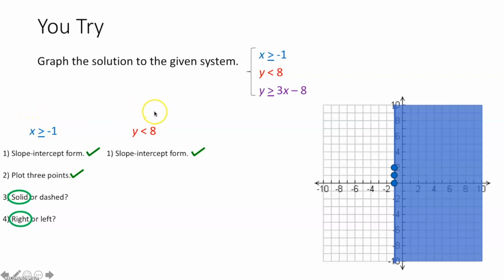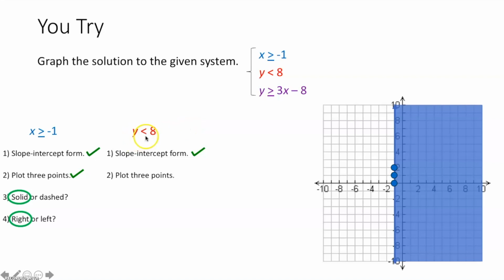We know y equals 8 must be a horizontal line. So we're going to graph a horizontal line at y equals 8 and then shade. So when we plot our 3 points, we said we're going to graph a horizontal line at y is equal to 8. So that's going to be right about here. You pick 3 points on that horizontal line.